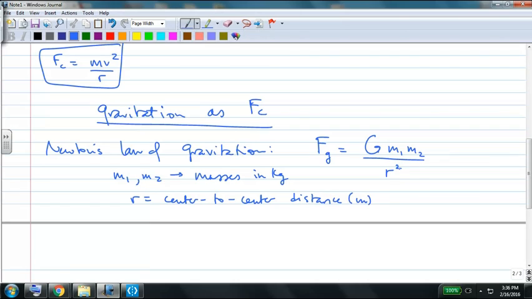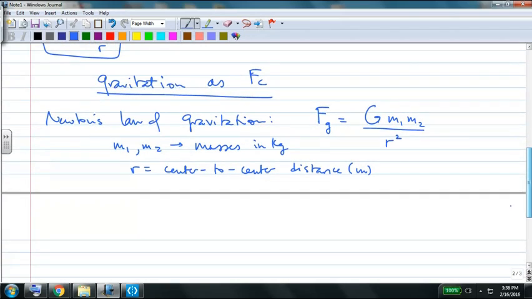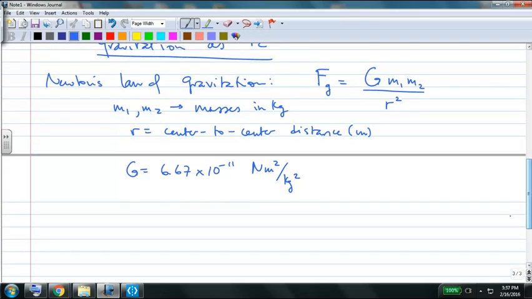You'll know that that's squared. That's super, super important. And then G is a constant. It's known as the gravitational constant. It is 6.67 times 10 to the negative 11th newton meters squared over kilograms squared. And if you put that all together, you will get the gravitational force between the two objects, and it is in newtons. And each object feels the same force. Really important.